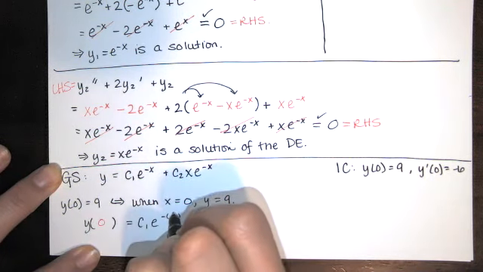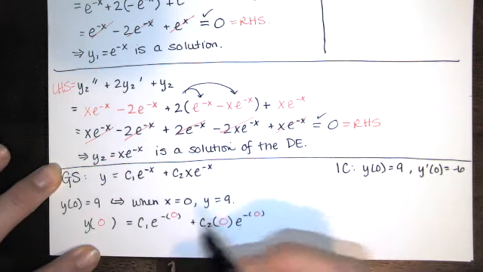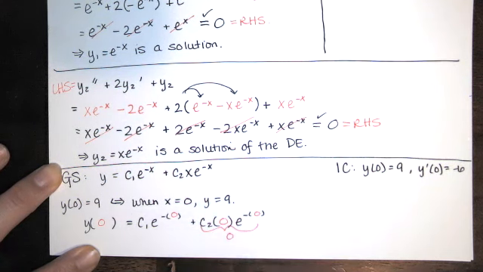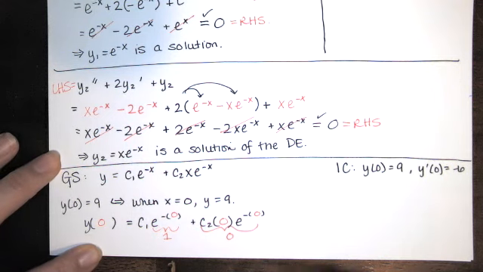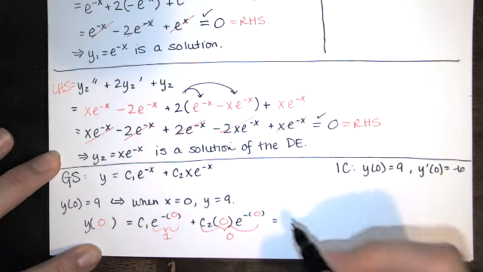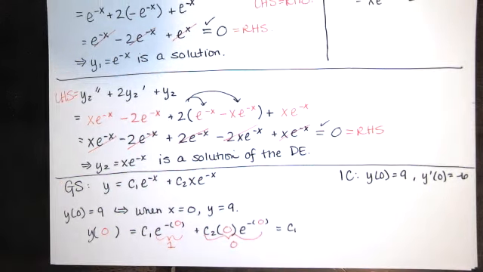So y of 0 equals this. And of course, 0 times anything is 0. e to the 0 is 1. And of course, the opposite of 0 is just 0. So we end up with C1. So no matter what C1 and C2 are, y of 0 will equal C1.